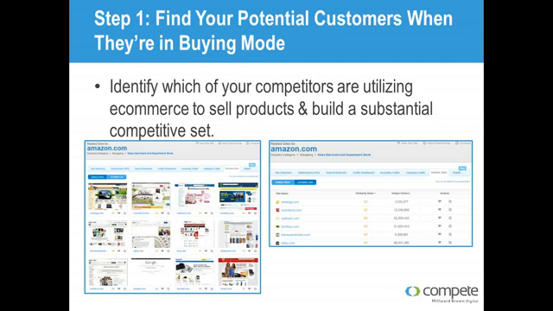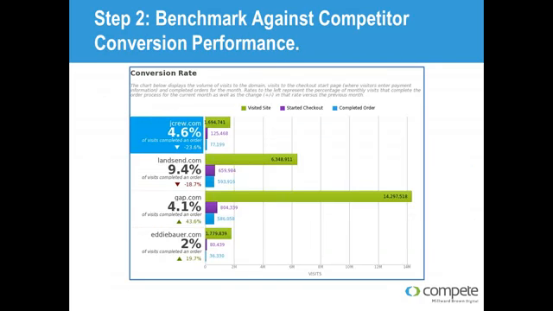But first, there are 3 important steps to help you build a framework for your optimal e-commerce strategy. Step 1 is to identify your competitive set and potential customers when they're in buying mode. Understanding when your customers are most likely to purchase will enable you to cater your online marketing messaging and campaigns accordingly.